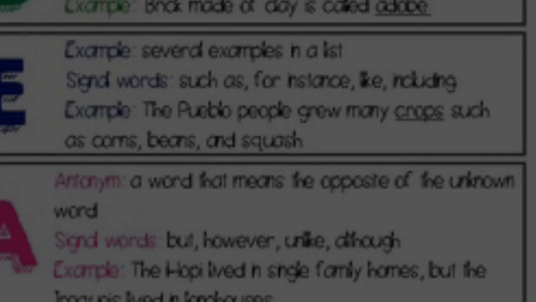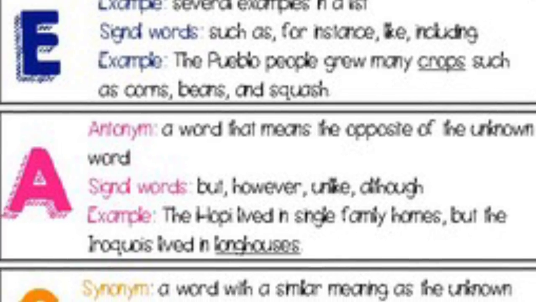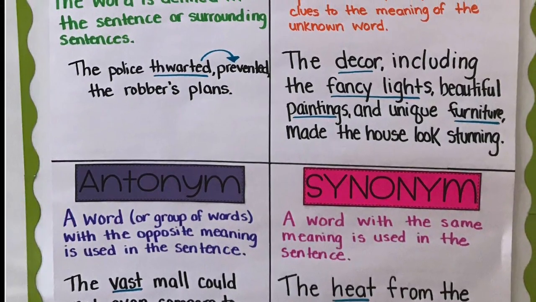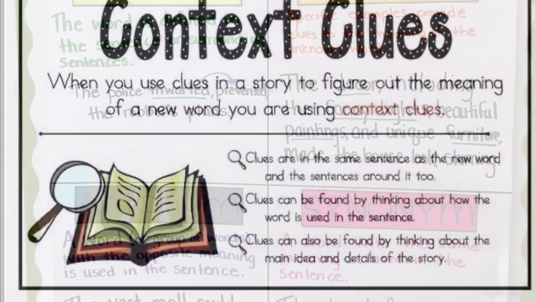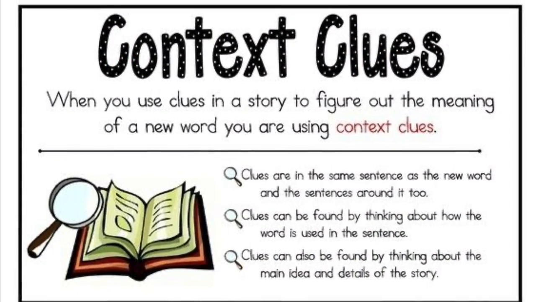Context clues. When you are reading text and come across an unfamiliar word, what do you do? You can look up the word in a dictionary, but you can also try to figure out the meaning of a new word using context clues. Context clues can help you determine the meaning of an unfamiliar word when you are reading. Context clues may be located in the same sentence or paragraph as a new word.